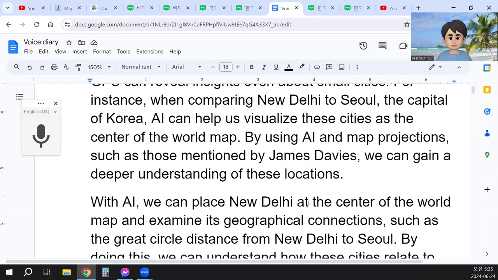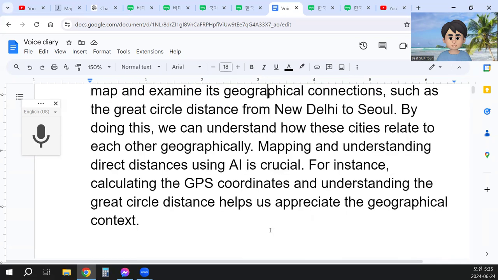For instance, when comparing New Delhi to Seoul, the capital of Korea, AI can help us visualize these cities at the center of the world map by using AI and map projections, such as those mentioned by James Davies. We can gain a deeper understanding of these locations. With AI, we can place New Delhi at the center of the world map and examine its geographical connection, such as the Great Circle distance from New Delhi to Seoul. By doing this, we can understand how these cities relate to each other geographically.